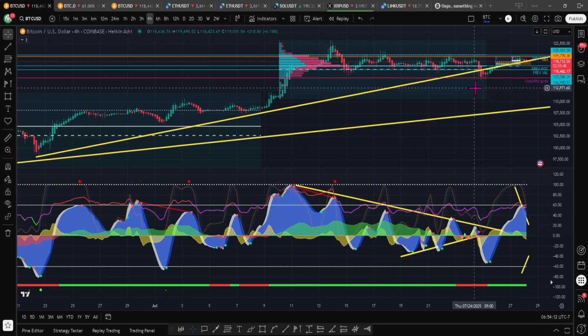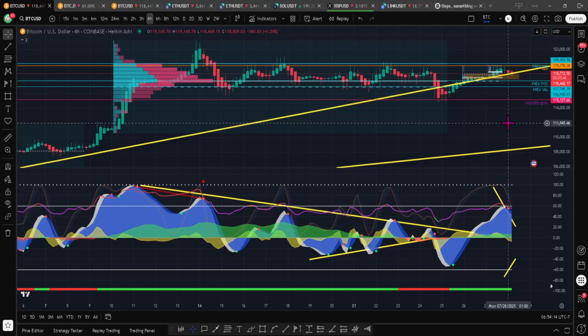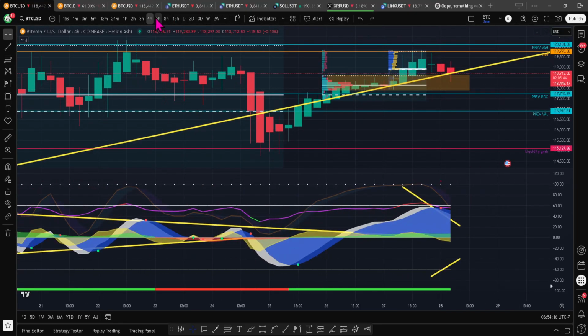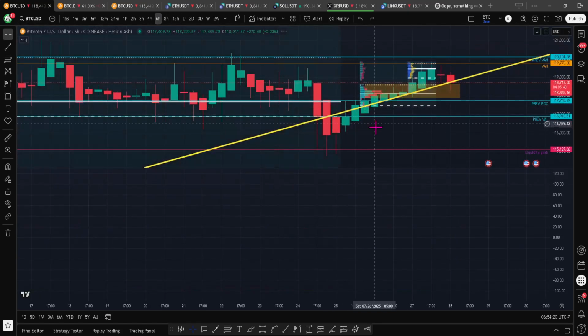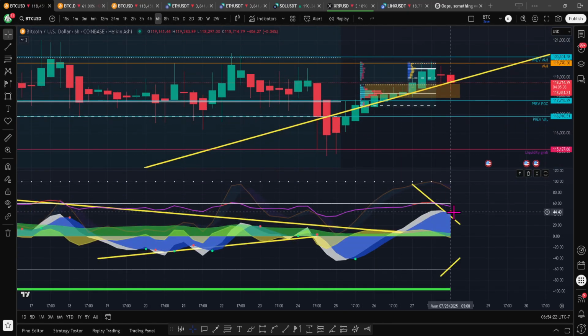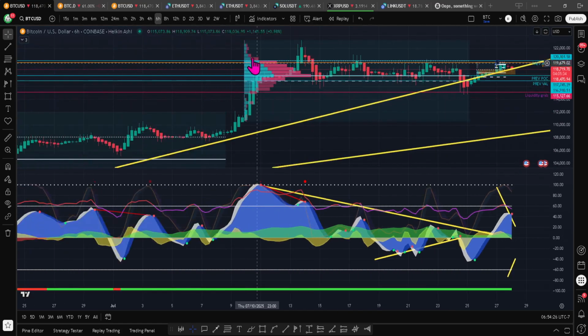114,750. Right. So nothing too major to worry about. The 4 hour is showing us flat money flow. On the 6 hour, we just got a red dot. Money flow is actually still coming down in this overall flat trend. So what it tells me is we could get another liquidity grab, say down to the actual 113,700 before we come back up.